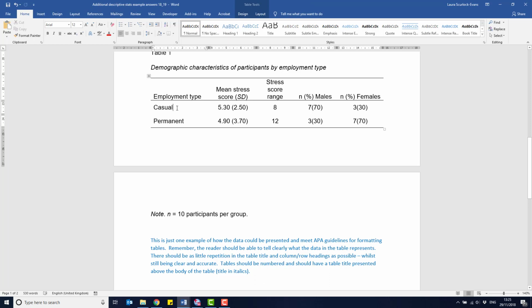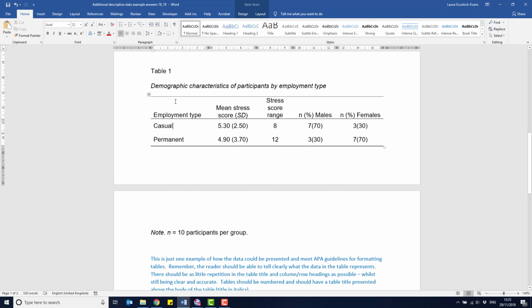Again, there are some ways you could include that inside the table itself without having a note at the bottom of the table. But that information looks fairly clearly presented, and it's labelled effectively. So that's just one way that you could lay out the data.